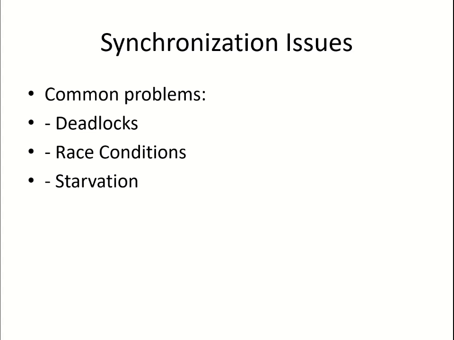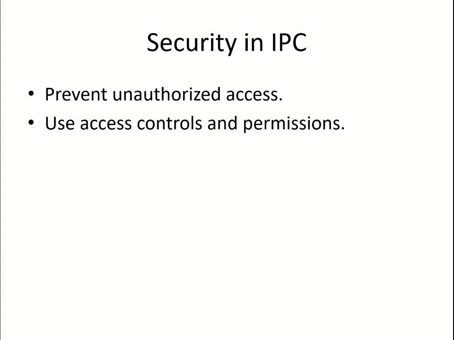And next, security in inter-process communication. Prevent unauthorized access, use access control and permissions. In the operating system, security in inter-process communication refers to the measures taken to protect data exchange between different processes through inter-process communication mechanisms, ensuring only authorized processes can access and modify shared information, preventing unauthorized access, data leaks, and potential security breaches by implementing access controls, encryption, and careful validation of data during communication.